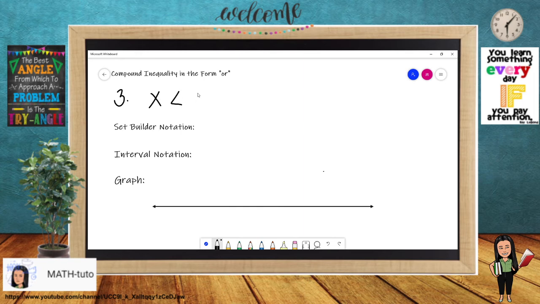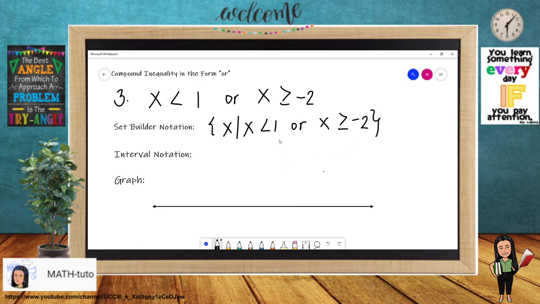x is less than 1 or x is greater than or equal to negative 2. Okay, set builder notation. So, the set of all x such that x is less than 1 or x is greater than or equal to negative 2. Okay, let us check first what will happen if we sketch the graph of this inequality. So, I put 0 here, negative 1, negative 2, negative 3, negative 4. And then to the right of 0, the positive numbers.